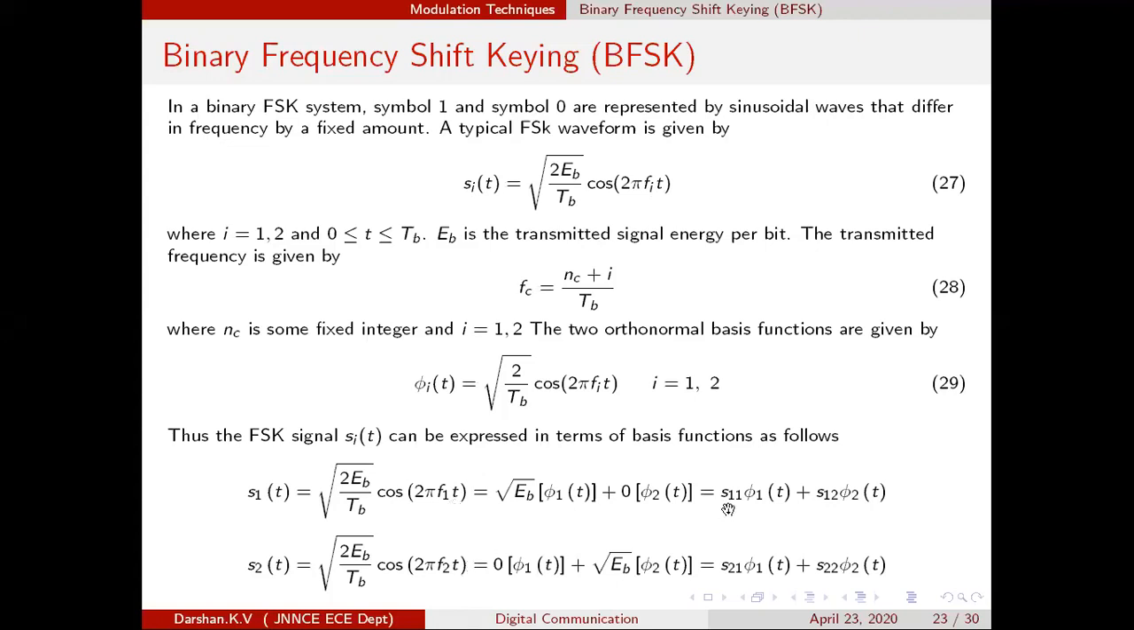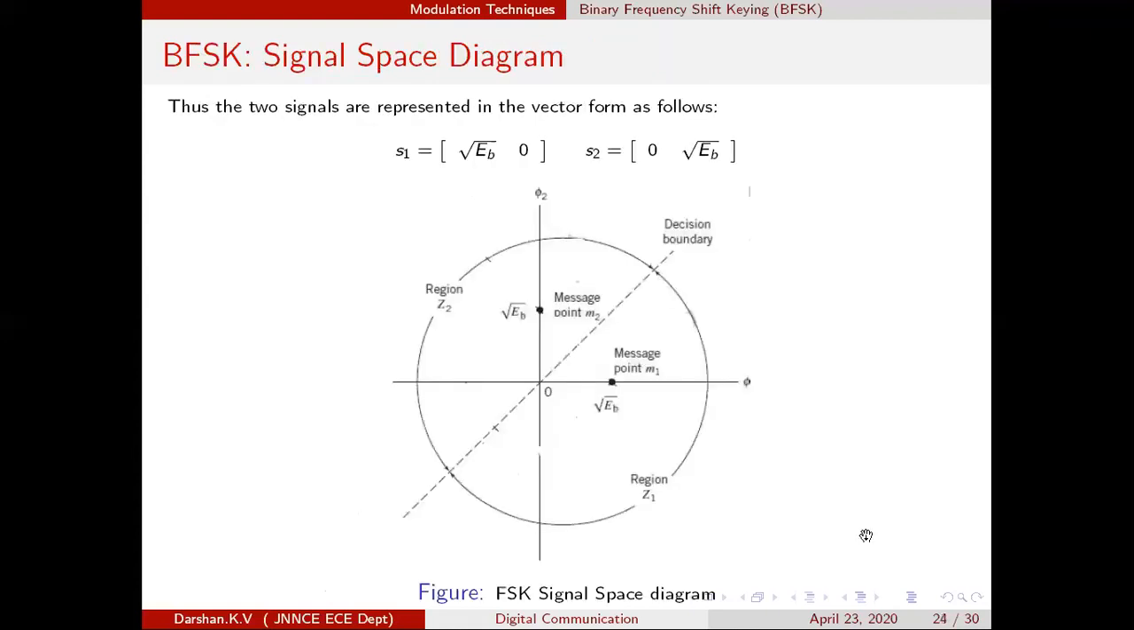And S1 and S2 are expressed in terms of basis functions as follows. Once we are successful in expressing the signal with respect to basis functions, then we can write the vector representation. From vector representation, we can plot the points. So the first signal is represented as a point shown here, which is nothing but the message point M1. This represents the symbol 1, and the message point M2 represents the symbol 0.